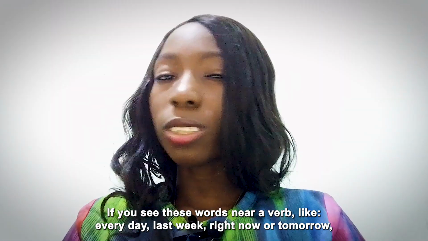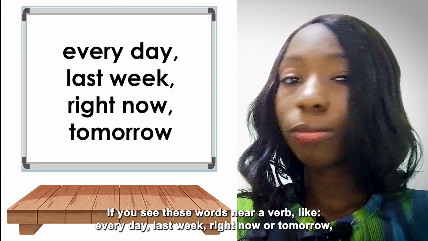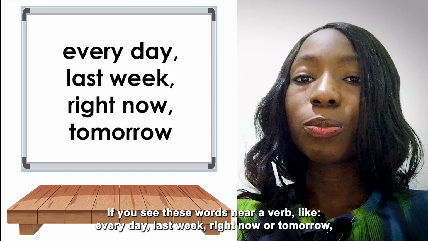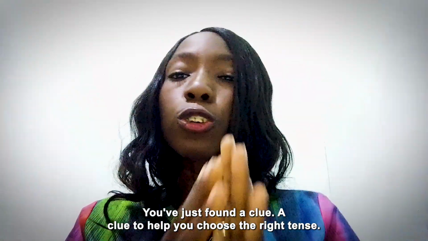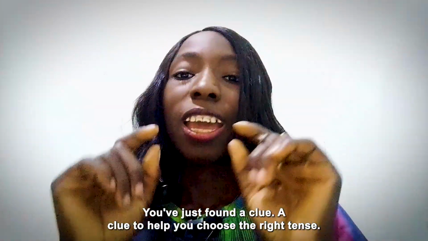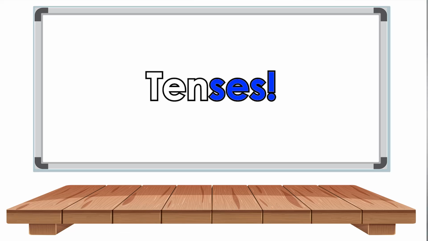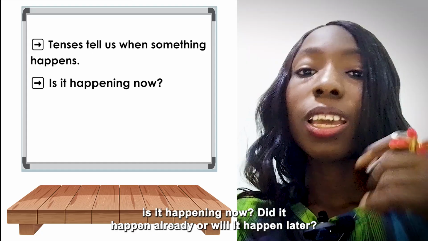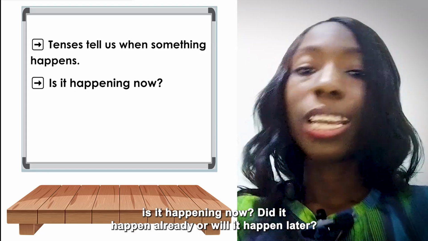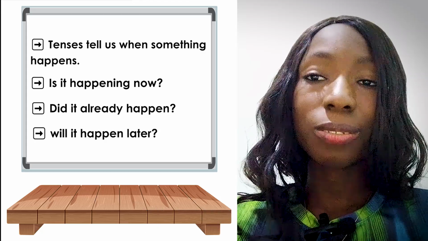If you see these words near a verb, like every day, last week, right now, or tomorrow, you've just found a clue to help you choose the right tense. Tenses tell us when something happens. Is it happening now? Did it happen already? Or will it happen later?